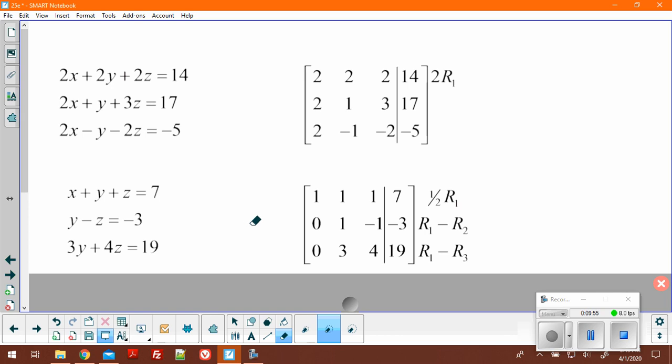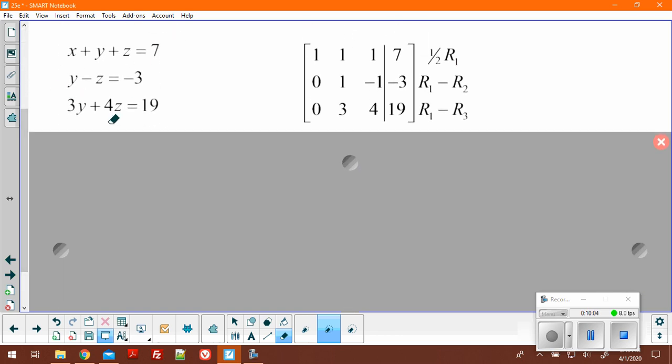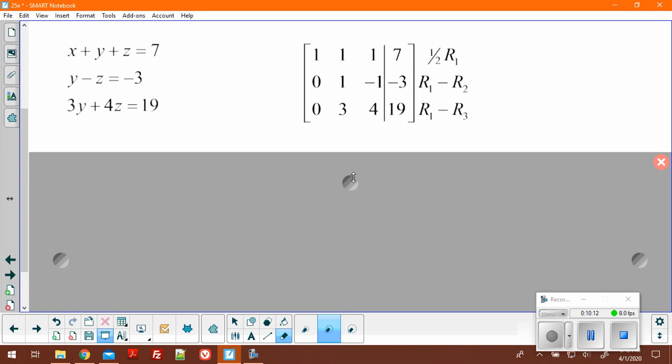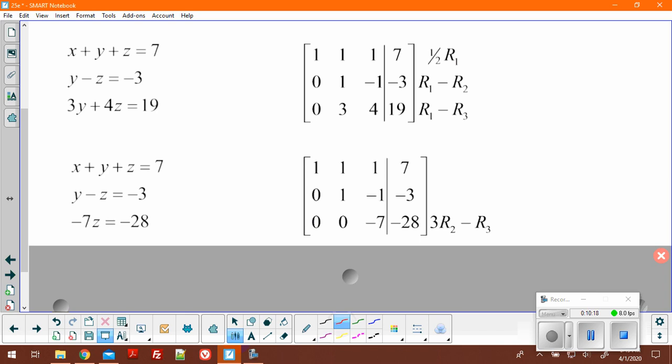Our next step in the process was to try to knock out another variable. So let's say we went after y. What would I need to do to eliminate y? Well, I need to multiply this row by 3, and then combine it with this row. Subtract it. So this time I did it all in one step. I wrote down that I'm doing 3 row 2 minus row 3.